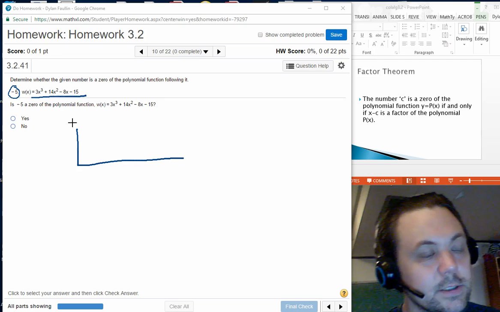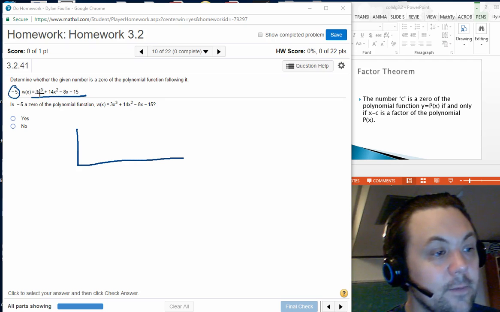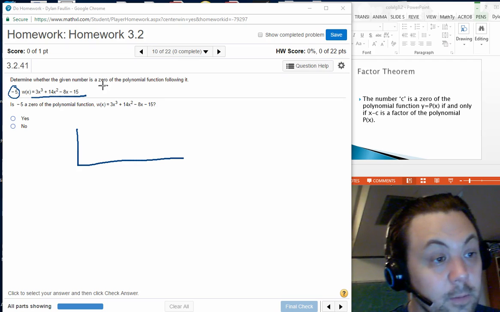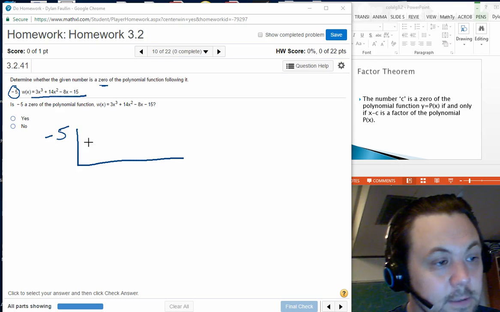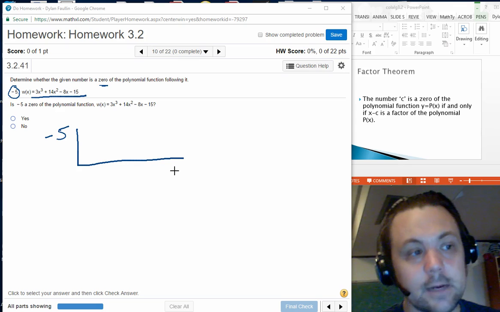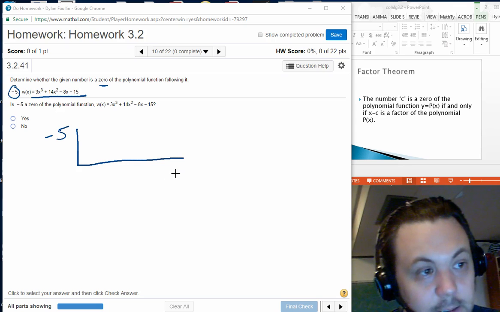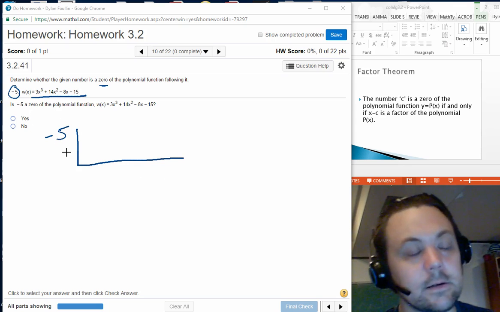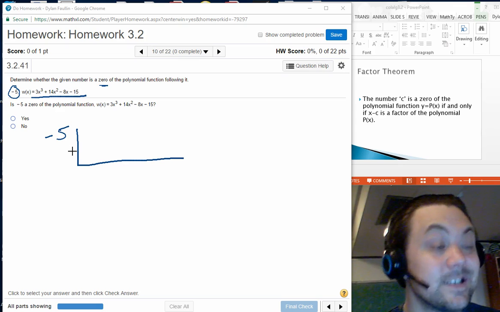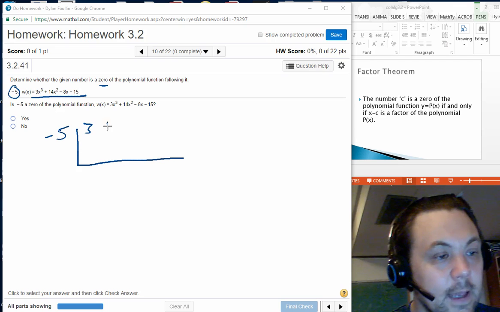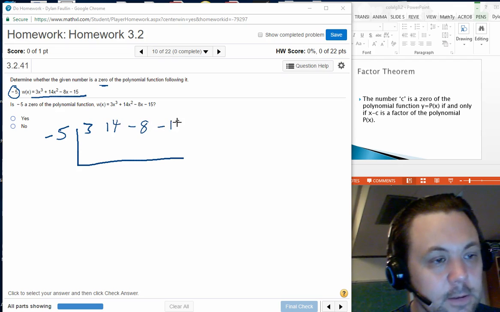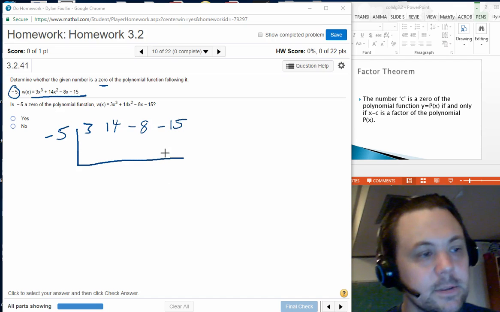So if I want to know if negative 5 makes this polynomial equal 0, because that's what a 0 does, I can do that by using synthetic division and seeing if the remainder comes out equal to 0. If the remainder comes out equal to 0, this number is a 0 of the polynomial. If it does not equal 0, then it's not a 0 of the polynomial. So it really is as simple as that. And this is actually quicker. It's quicker to do it this way than plugging it in using substitution.